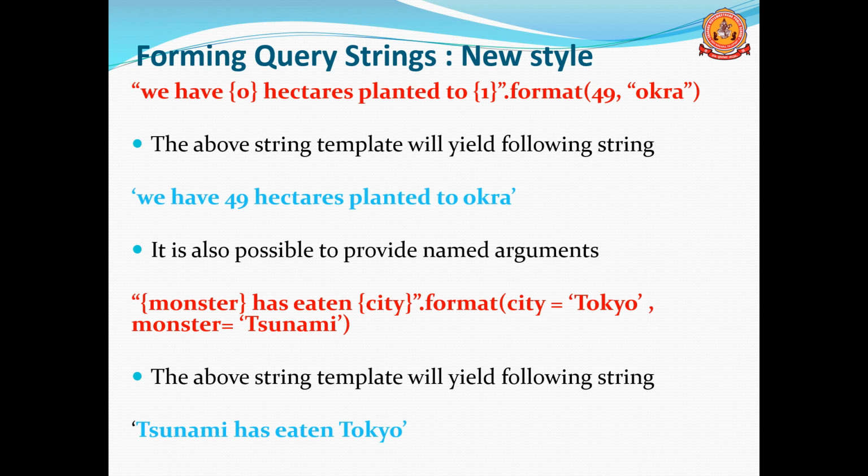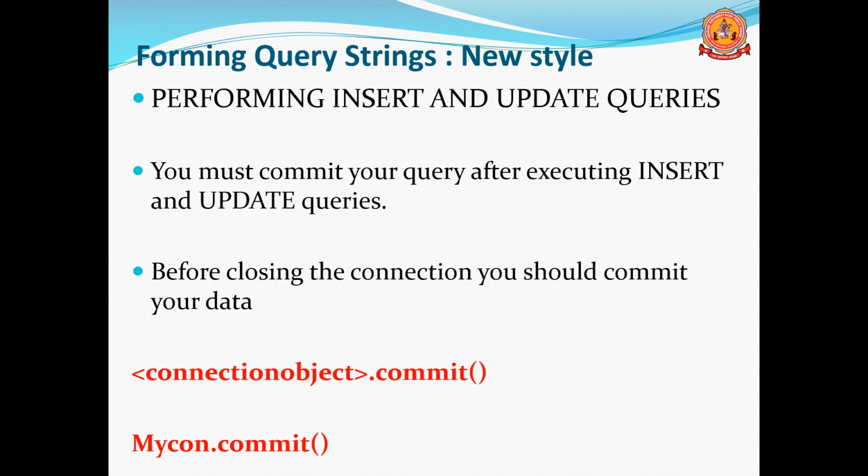The output will be tsunami first, because in the case of positional values in format, the first value is city and the second value is monster. Remember, when the output is given, there is no need to provide the values in the same order. We can use a different order. That is also possible, but the same name should be used. So: tsunami has eaten Tokyo. That is the output here, because the second is city and the first is monster. This is the second method of formatting query strings.